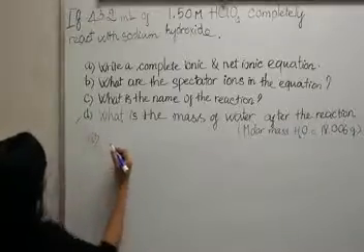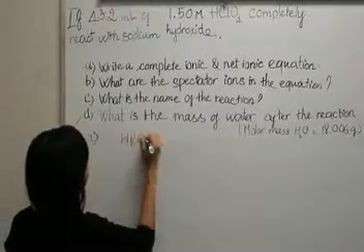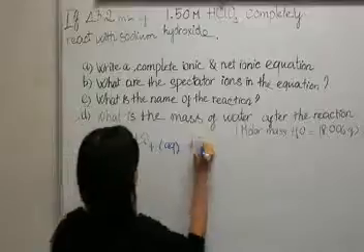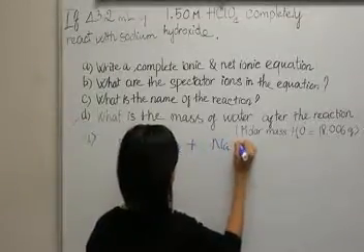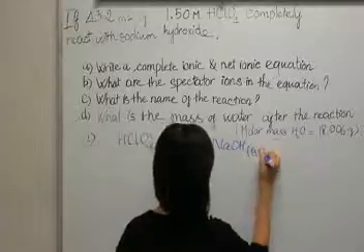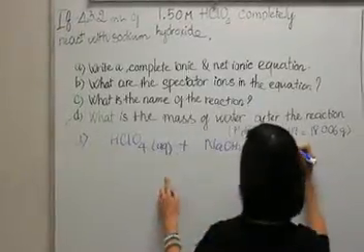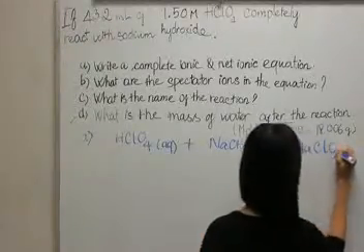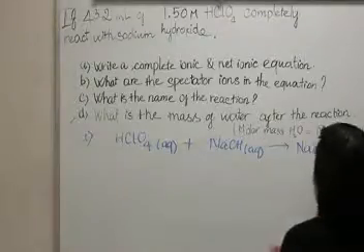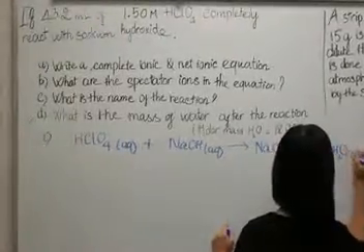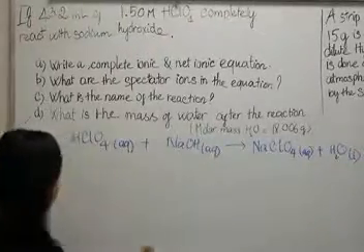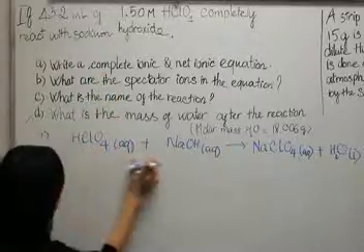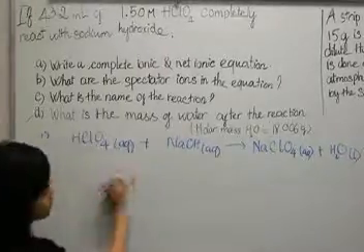So for A, I have my acid, HClO4, reacts with sodium hydroxide, which is NaOH. My products are NaClO4 and water as a liquid. So that is my complete reaction. When you look at it, everything is balanced, so I don't need to balance anything else.